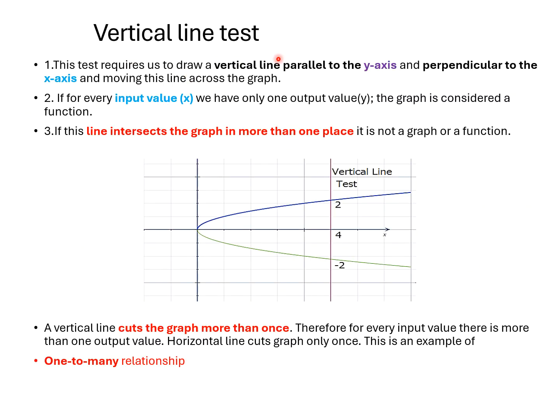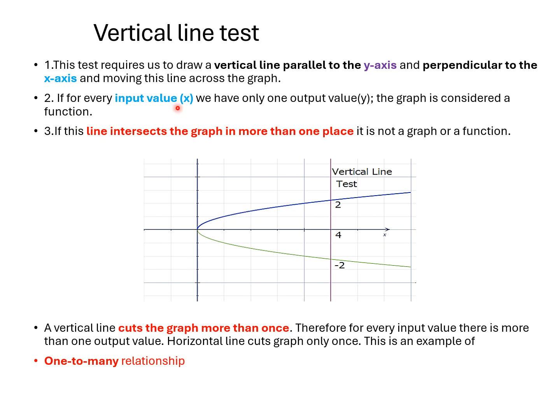Now, vertical line testing, per definition, just means that if we have any graph that's drawn and we draw a vertical line through it, we want to test whether it touches the graph once or more than once. So this test requires us to draw a vertical line parallel to the y-axis. So you see there that line is parallel to the y-axis and perpendicular to the x-axis, and moving this line across the graph, does it touch once or twice?